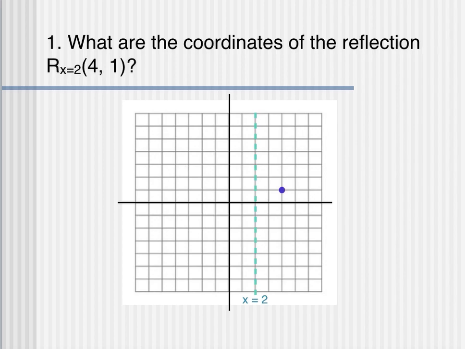So step 2 is to measure the shortest distance from our pre-image to the line of reflection. Oh, it takes 2 units to get to the line of reflection. Notice how the shortest distance is perpendicular to the line of reflection. So the result, the image, will be the exact same distance from the line of reflection, just on the other side. Your end result of the reflection is at 0, 1. Pause here and try question 2 on your own.